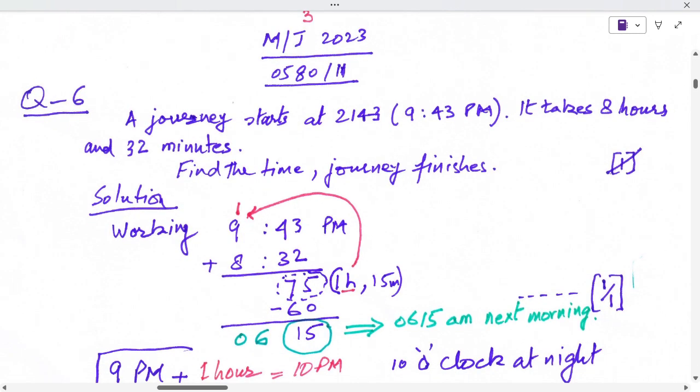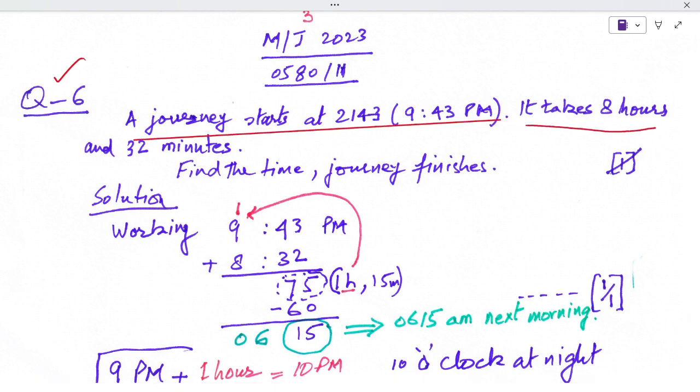Going to question number 6. A journey starts at 21:43. It takes 8 hours and 32 minutes. Find the time journey finishes. Now, working time is a bit difficult for the students, but I'm going to try and make it simple. 21:43 means 9:43 p.m. I'm sure that you know AM is up to 12 noon and PM goes up to 0000 hours at midnight.